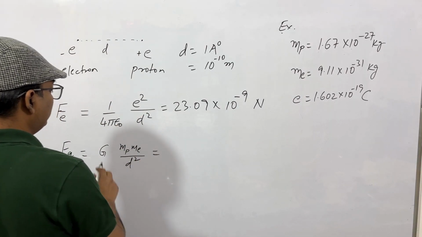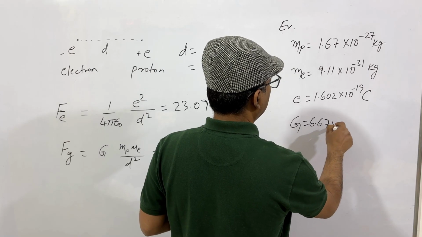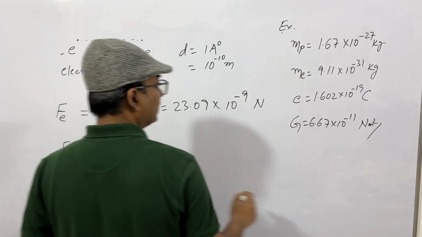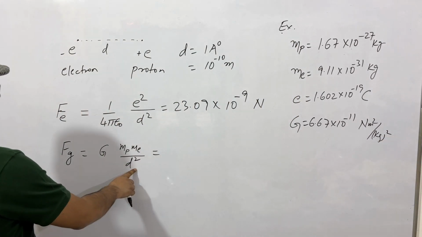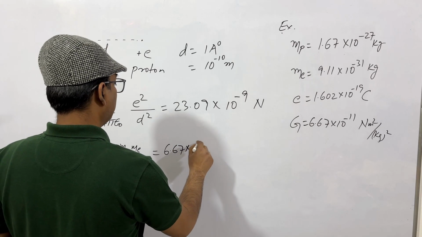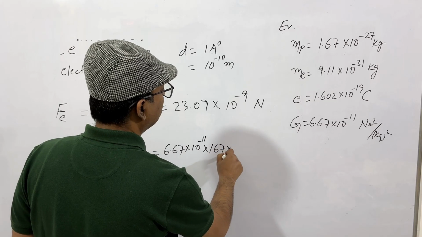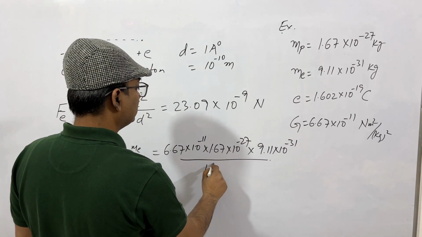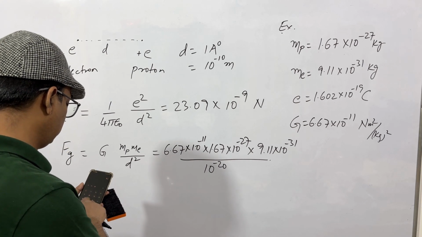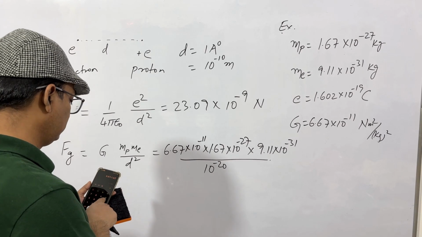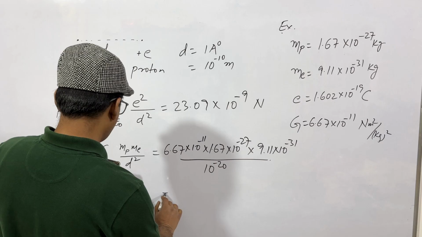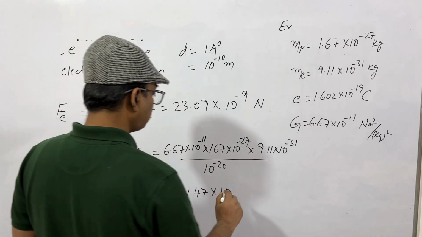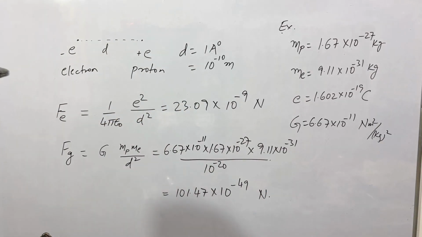Now let's see the value of the gravitational force. The value of G is 6.67 into 10 to the power minus 11, and if you talk of the unit, it is Newton meter square per kilogram square. So this is 6.67 into 10 to the power minus 11. Then we have mass of proton 1.67 into 10 to the power minus 27, mass of electron is 9.11 into 10 to the power minus 31, by distance square, again 10 to the power minus 20. Let's find the value. It comes to 101.47 into 10 to the power minus 49.